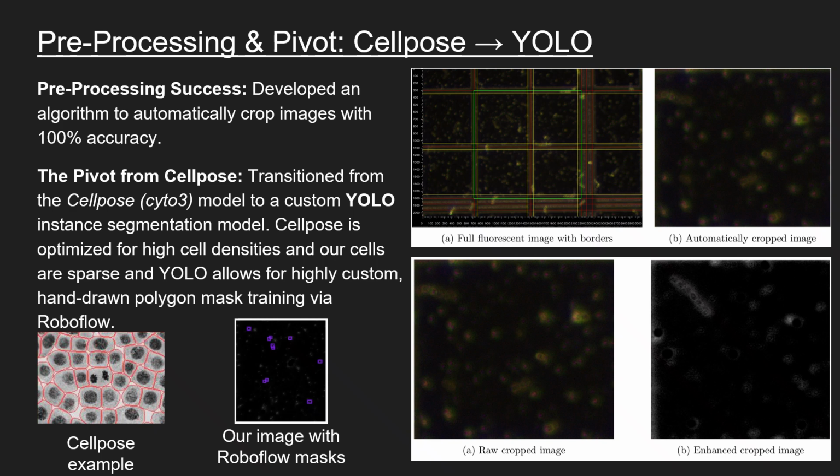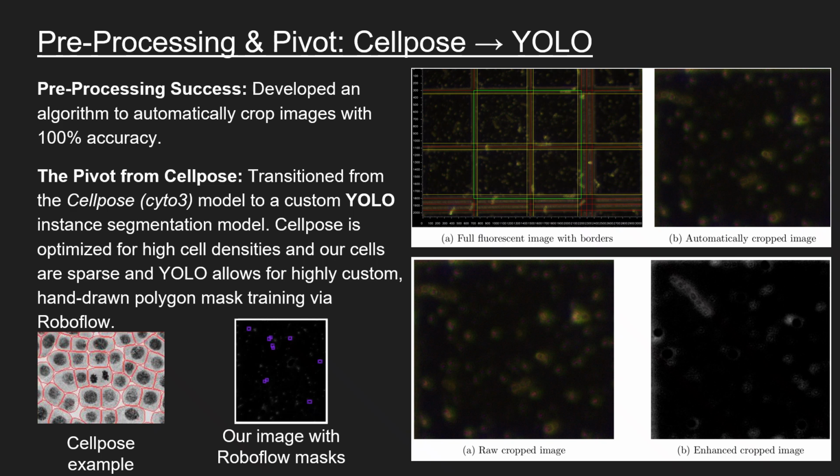So then, in preparing these images that we processed for the model, we manually annotate the images to create masks, which are then used to train and to test the model. Initially, we started with a Cellpose Cyto3 model and have transitioned since then to a YOLO instance segmentation model. And there were a couple of reasons for this. Mainly, Cellpose is optimized for high cell densities.